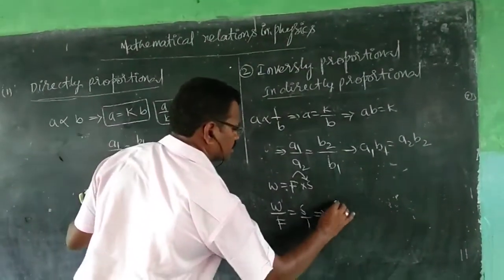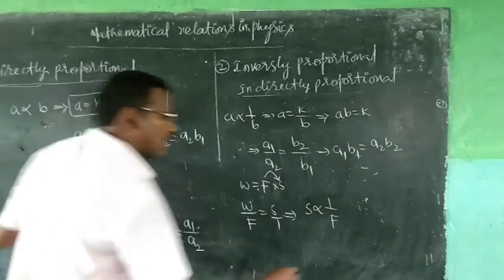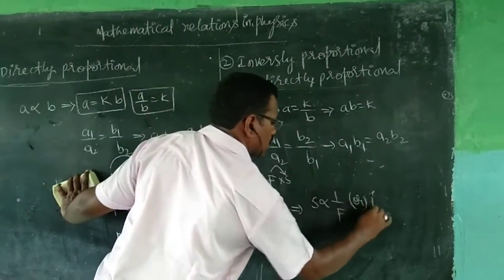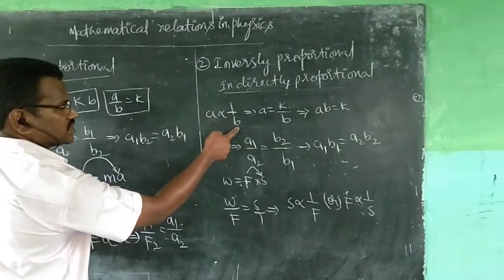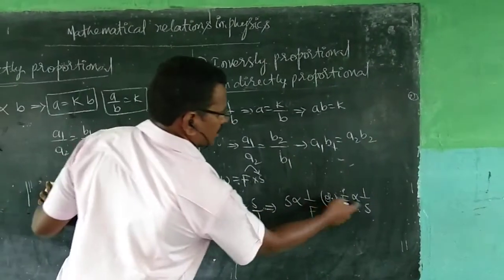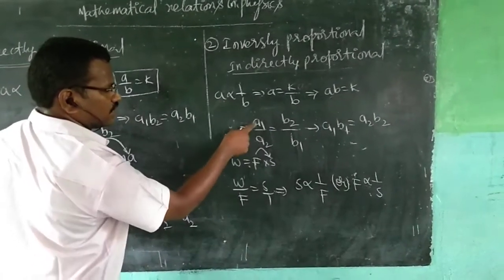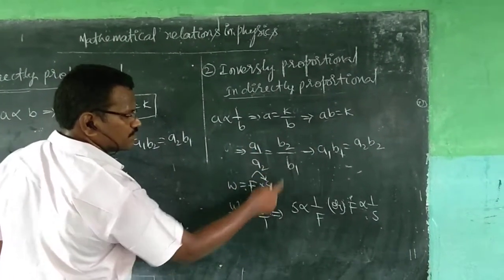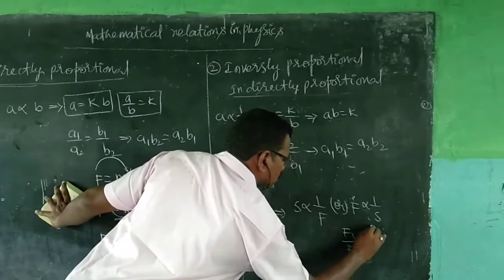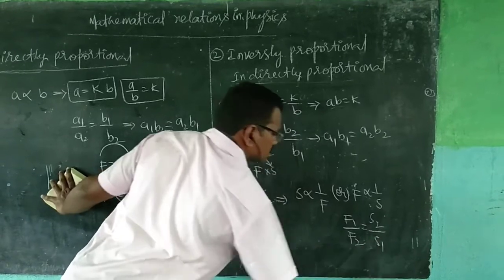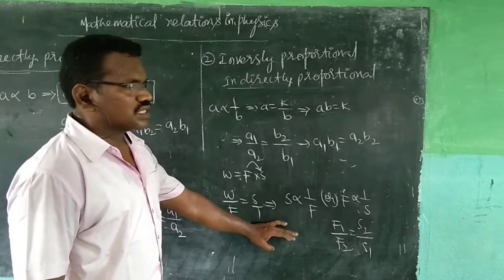We can write like this: S is inversely proportional to F, or F is inversely proportional to S. A is inversely proportional to B. Here F is inversely proportional to S. Final result: A1 by A2 is equal to B2 by B1. Same like this, what happens? F1 by F2 is equal to S2 by S1. These are a few applications in the case of physics.